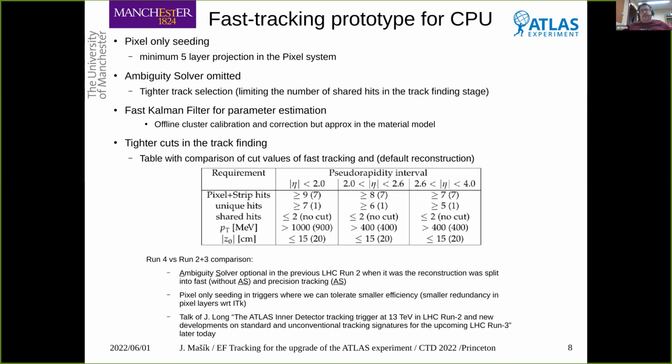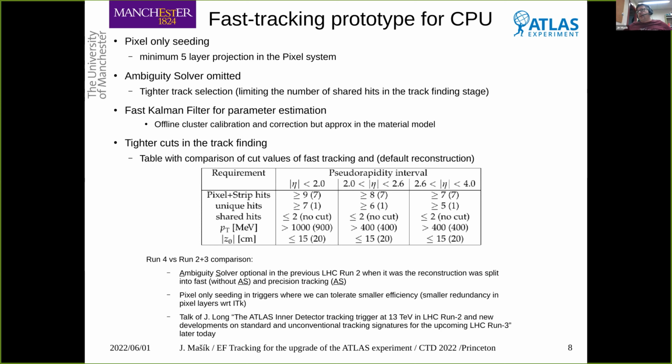And the table summarizes the cuts between the fast track reconstruction and the default reconstruction. So you can see that it has tighter requirements on the number of hits, requirements limiting the number of shared hits, and increasing the pT threshold in the central region, and also limiting the Z range from where we consider tracks. So these are the main changes.